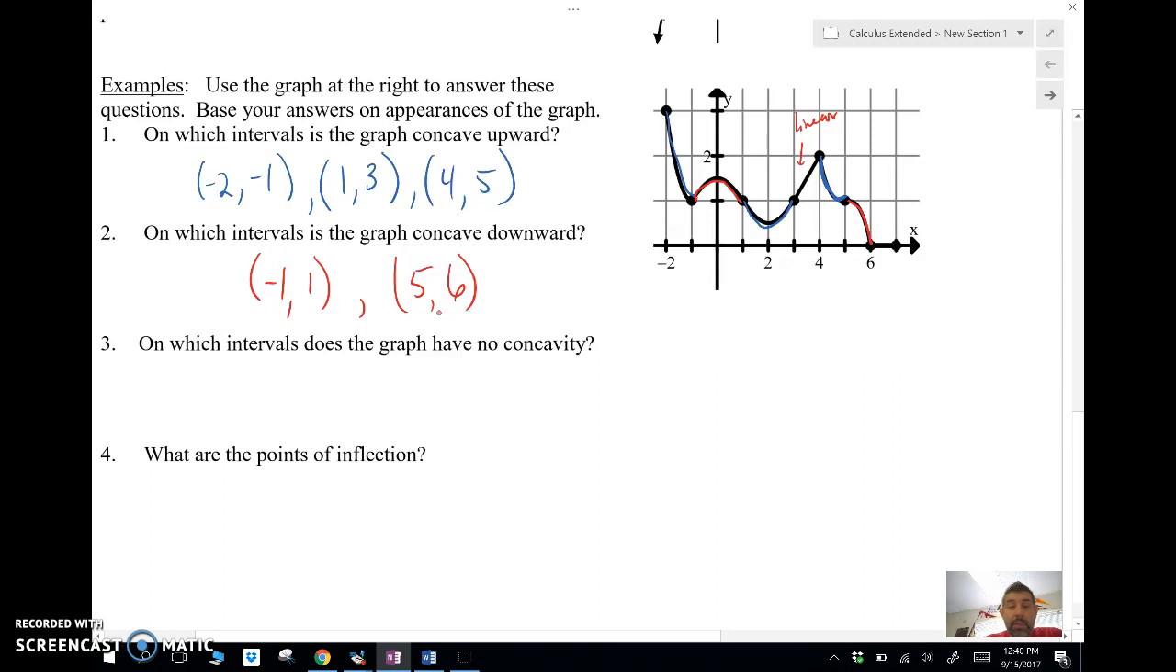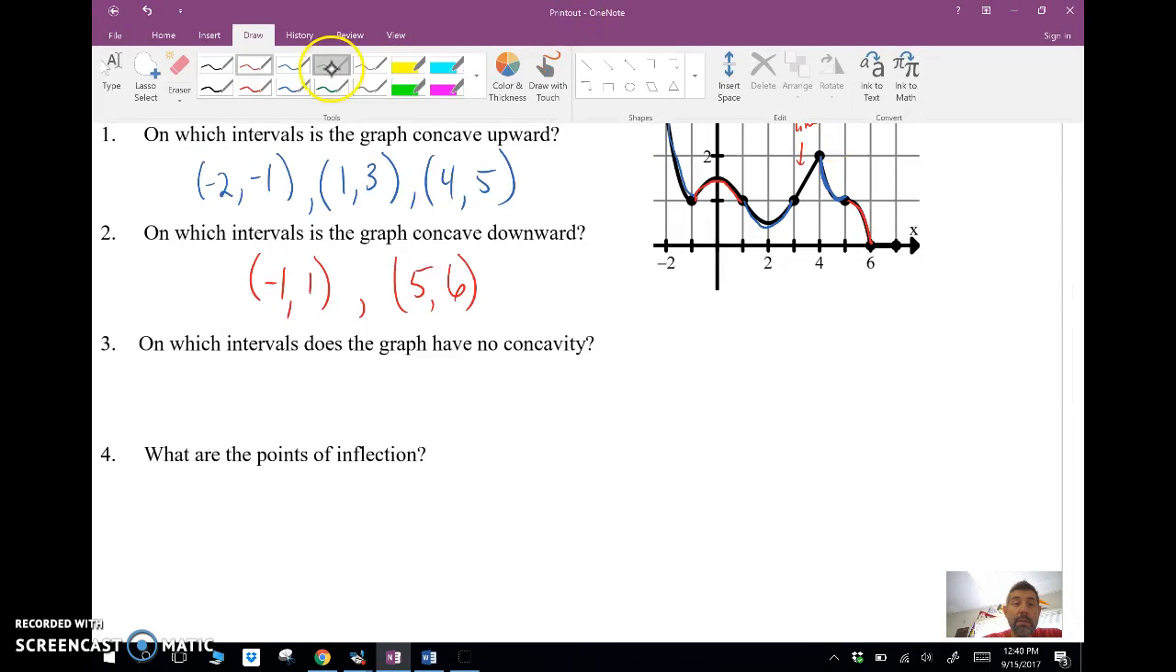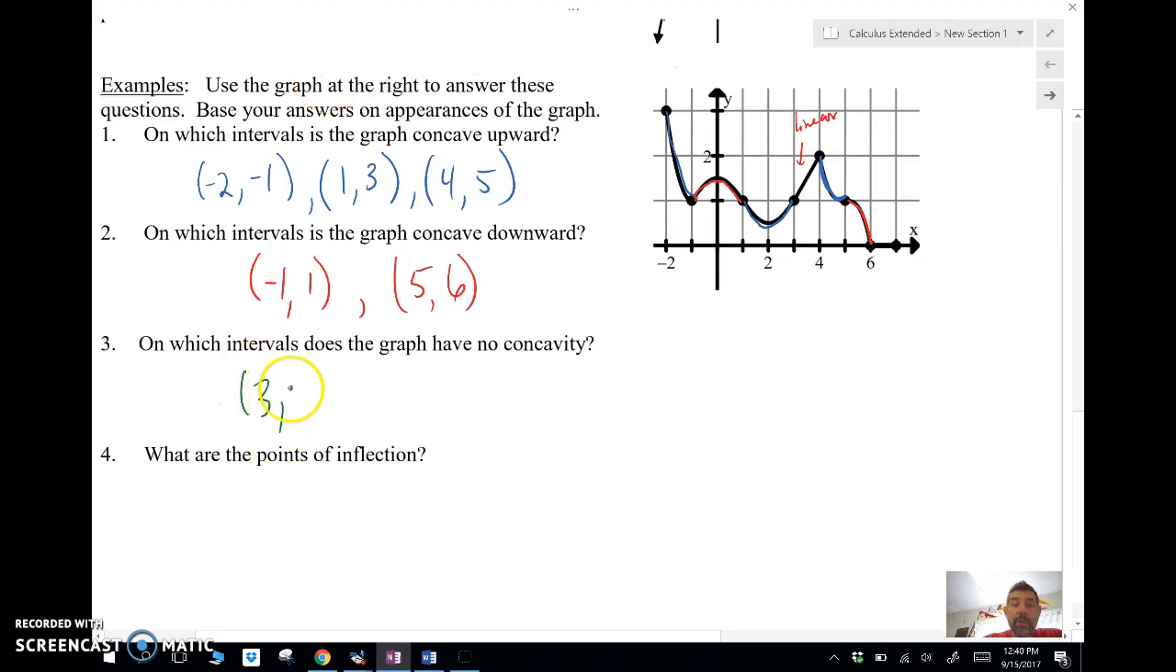On which intervals does the graph have no concavity? We just talked about that. It has no concavity from 3 to 4. And oh, you know what? There's a solid line here. We missed that one from 6 to 7.